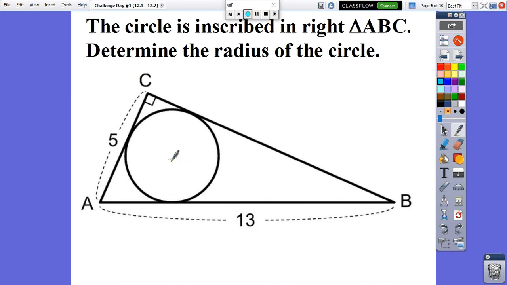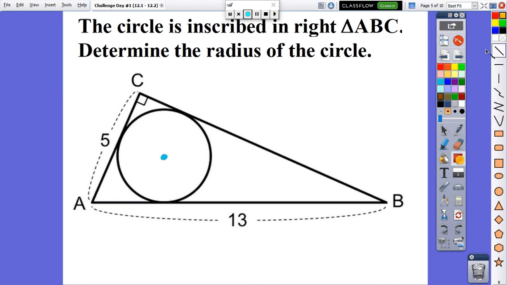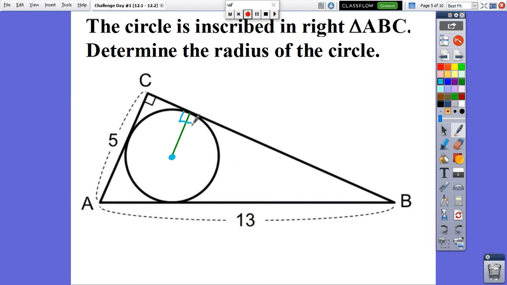All right. So I could draw in the center of the circle. And so some helpful segments I could draw in would be to the 3 tangent points. So a radius comes up here, hits that tangent point. That means that it creates some 90-degree angles.